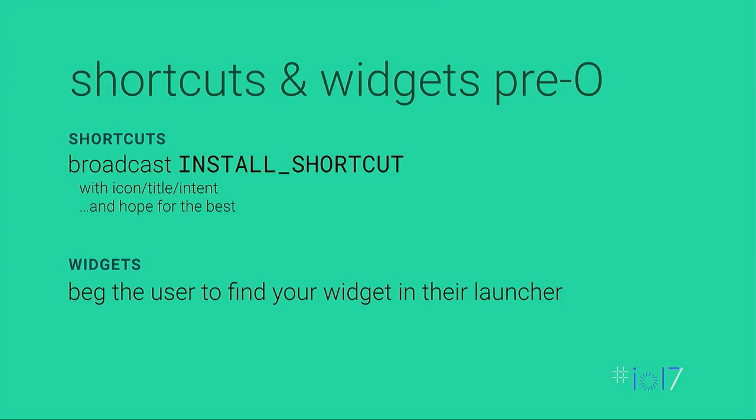All right, let's talk about shortcuts and widgets, because Launcher is also a part of System UI. Previously, to get shortcuts and widgets on the user screen, there's a broadcast for shortcuts that sort of kind of works, and for widgets, you just have to beg the user, please, please, see if you can find our widget inside the launcher.